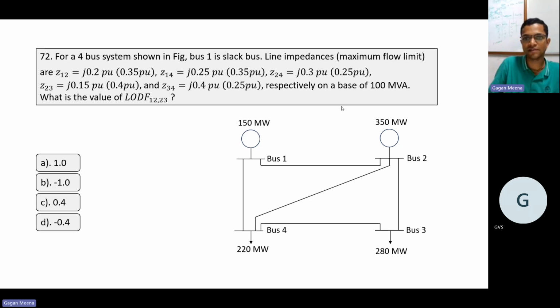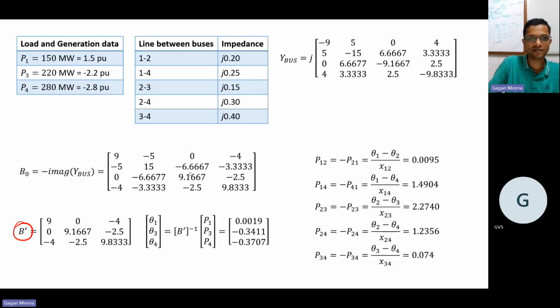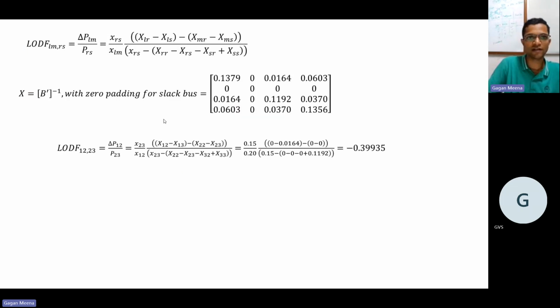I think there is a mistake here. This should be bus 2. Bus 2 is the slack bus here. The reduced matrix is obtained after removing the row and column corresponding to the second bus. We can find out theta 1, theta 2, theta 3 by inverting this. P1, P2, P3 we know. Right. Now we have to calculate this. This is the formula: X_RS, X_LM.